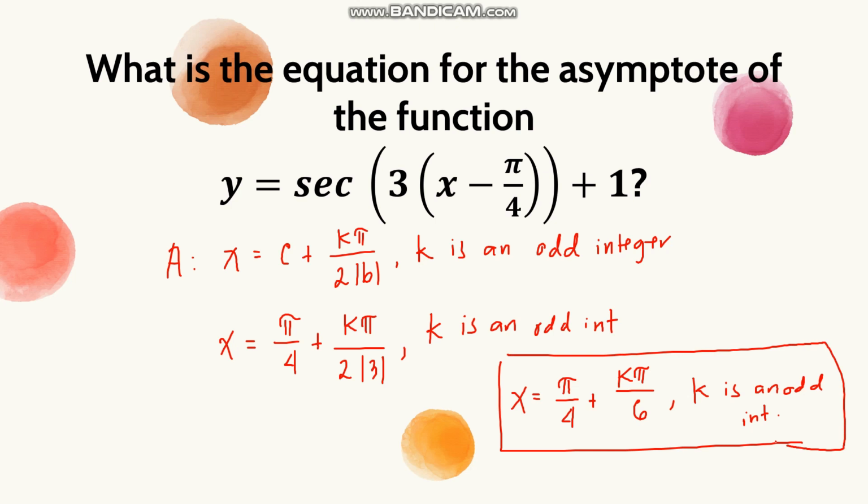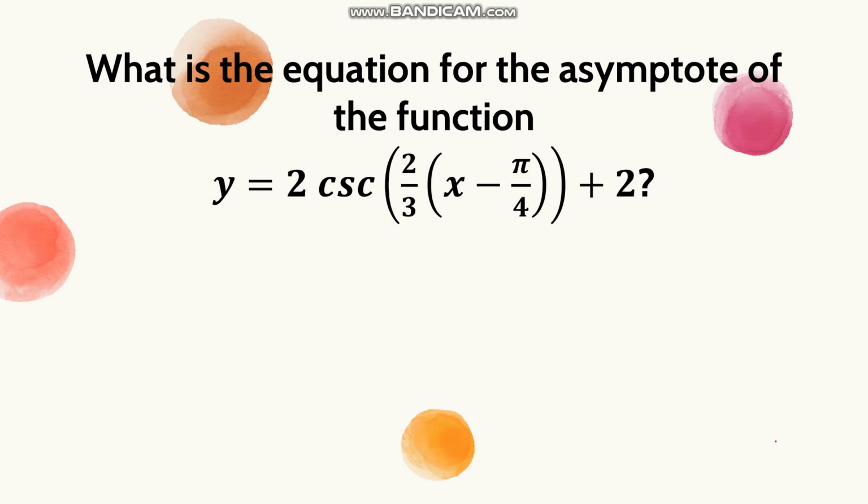Now you can assign any values of k as long as it's an odd integer, and then you will get an equation of the asymptote. For example, 1. If you substitute 1 here, one equation of asymptote is pi over 4 plus pi over 6. If you get 5 as the value of k, another equation of our asymptote is pi over 4 plus 5 pi over 6. The reason why we put k is because there are a lot of possible values for our asymptotes. As we know, the graphs of our secant and cosecant are infinite, or extend on both sides, so there are a lot of asymptotes to consider. That's why we are just creating a general formula.